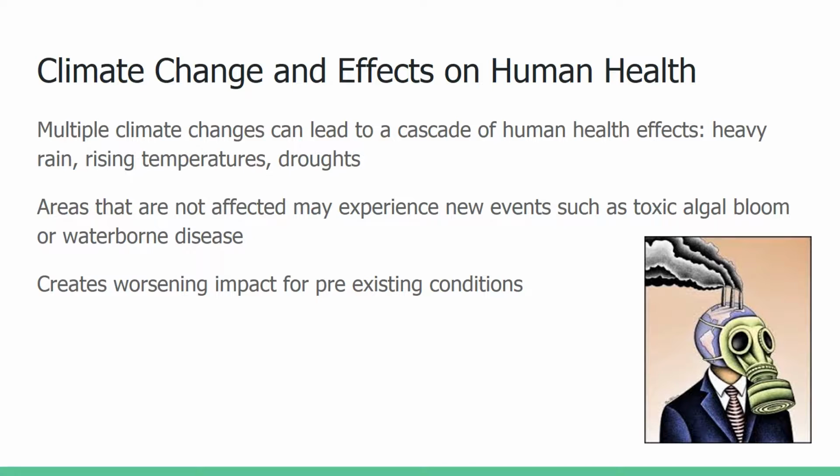Areas that are not normally affected can also experience severe problems due to climate change, such as toxic algal bloom or waterborne disease. Due to climate change, the severity and frequency of climate-based phenomena such as droughts, heavy rain, and ever-rising temperatures are changing. Areas that already experience weather that affects local health are likely to experience ever-worsening impacts. Climate change also means that some areas will be exposed to new climate-related health threats to their population.